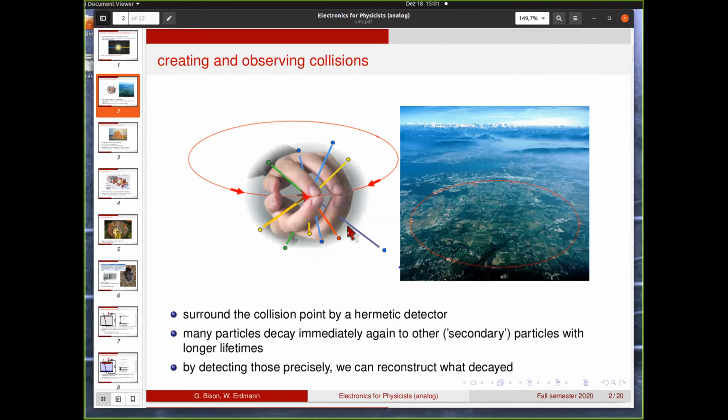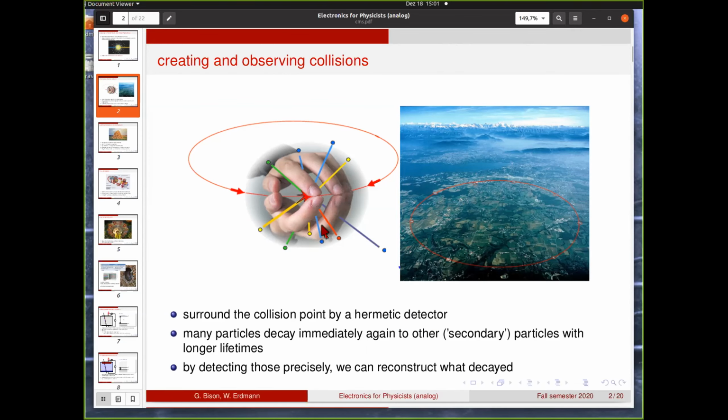Okay, so colliding particles is not enough. You also need to detect what happens. So you need to surround the collision point by a hermetic detector, and then record all the particles that fly away from these collisions. So this photograph shows an aerial view of the CERN area. So CERN is here roughly. This is the airport of Geneva, the Lake Geneva, and this is the LHC tunnel, which is about 100 meters underground. And one of these places here is our experiment.